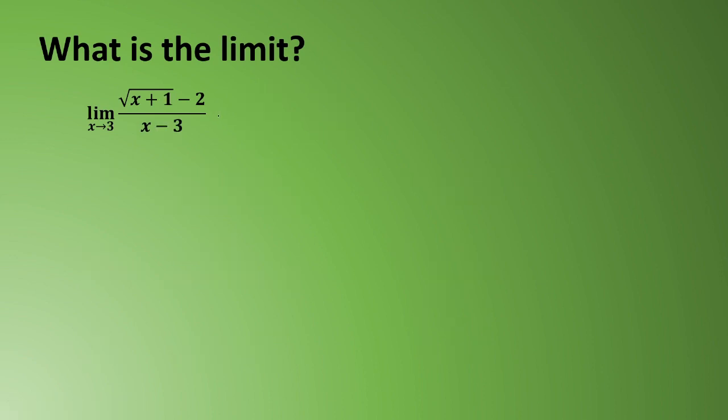Another case, if we try to substitute 3 to the given function, it would be 0 over 0. So let us use the process of multiplying this by its conjugate. So the conjugate would be the square root of x plus 1 plus 2.